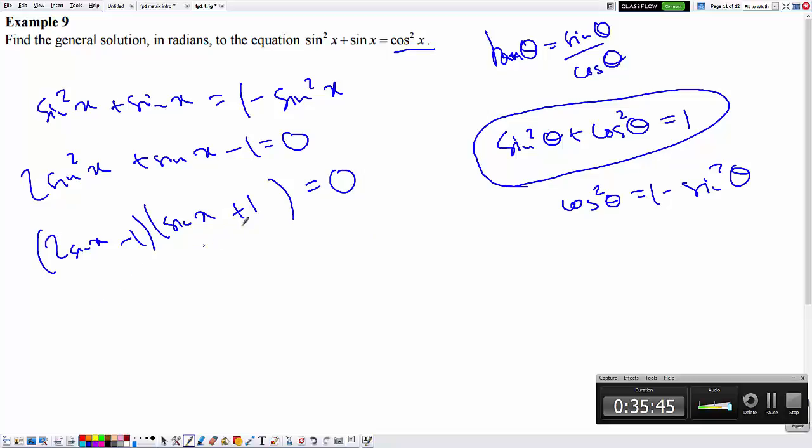So I need to solve this is equal to 0 and this is equal to 0. Let's just deal with this first. So 2 sine x minus 1 equals 0. So that's the same as sine x.